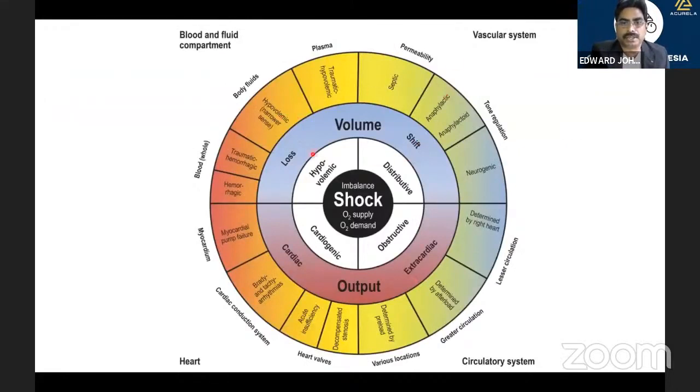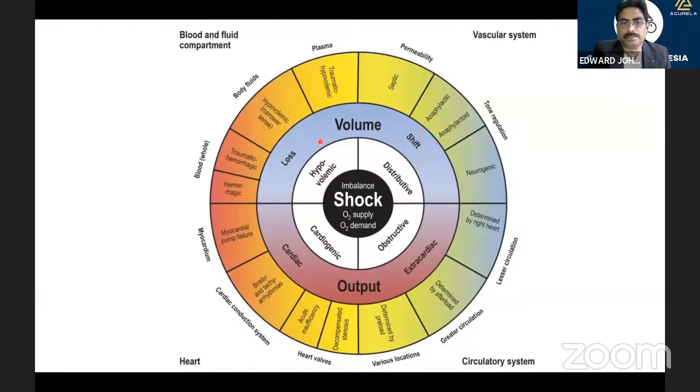Distributive shock and hypovolemic shock are concerned with volume, and cardiogenic shock and extracardiac or obstructive shock are concerned with the flow of blood in and out of the heart. Coming to distributive shock, there is intense vasodilatation. That is failure of the sympathetic tone, as in anaphylactic and anaphylactoid reactions and neurogenic shock. But in addition to vasodilatation, in septic shock there is endothelial damage, so there is leak of intravascular volume into the interstitial space.